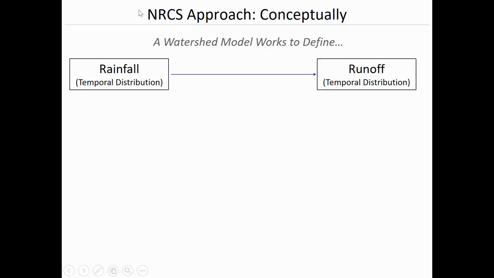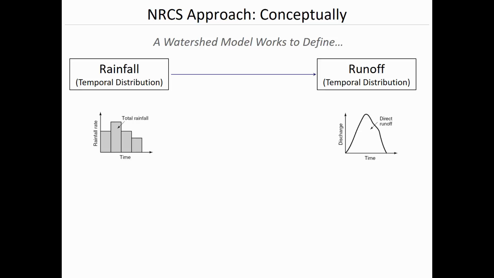And in our model, the model that we're going to use a lot this semester, the NRCS approach, it has some specific ways of accounting for the relationship between rainfall and runoff. And so the rainfall, what we mean by that is the timing of how much precipitation there is and when. And then the runoff that we want to know is not just the volume of runoff, but the timing of it, because a certain number of cubic meters of water coming down the river may not mean anything. It's the intensity with which that volume is conveyed that causes the damage.